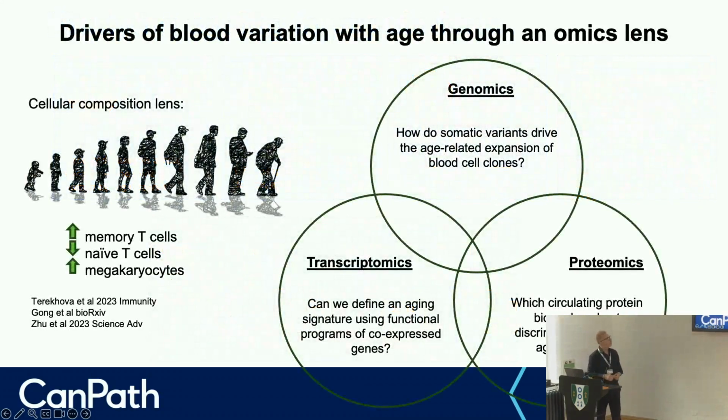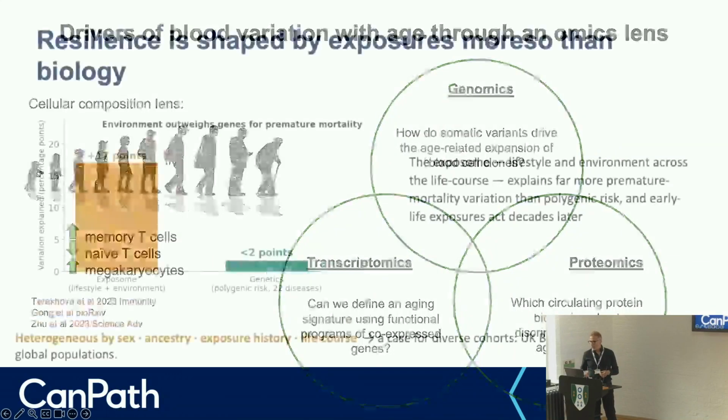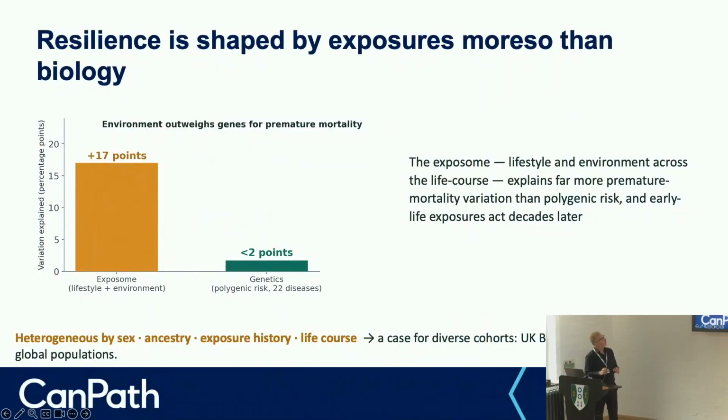As I mentioned a moment ago, these population cohorts have been incredibly important for capturing genomics and proteomics at scale, and we've learned lots of things. We learned that as you age, your memory T cells will go up, your naive T cells will go down, and megakaryocytes will go up as well. So I'm just going to give a couple more highlights of what we've learned from population cohorts.